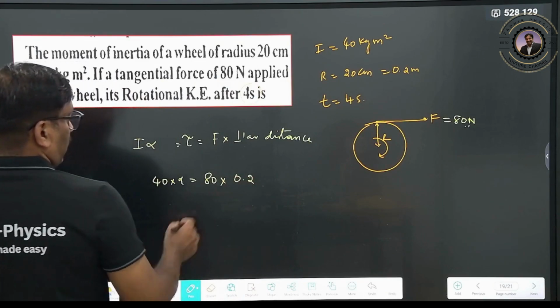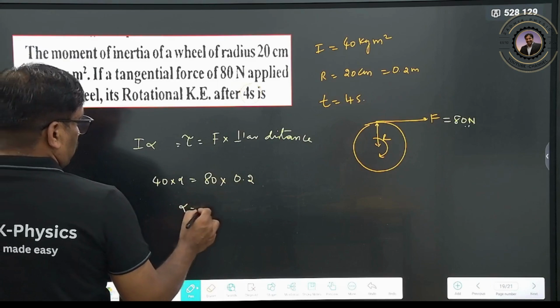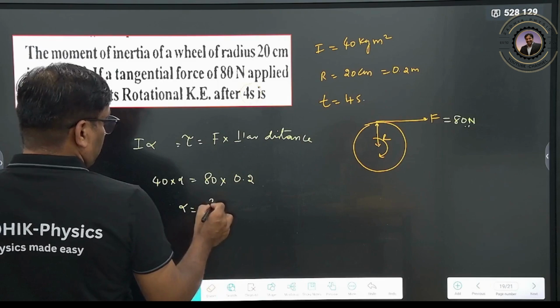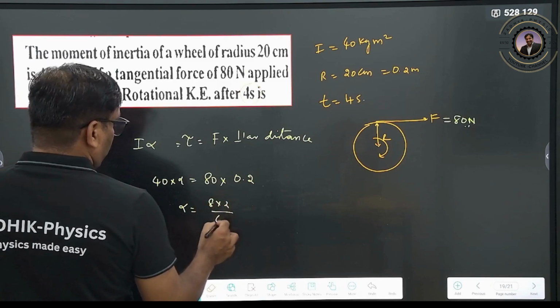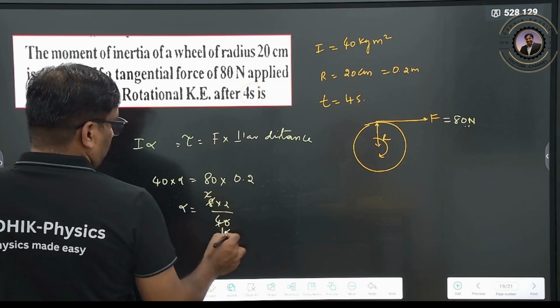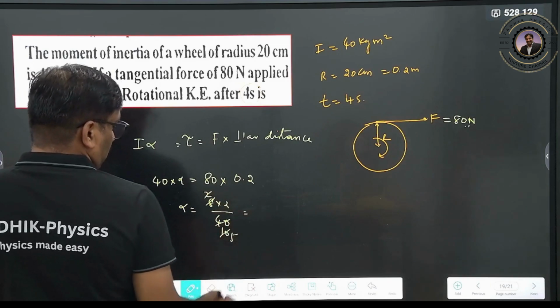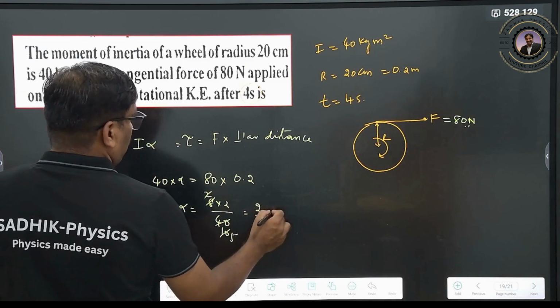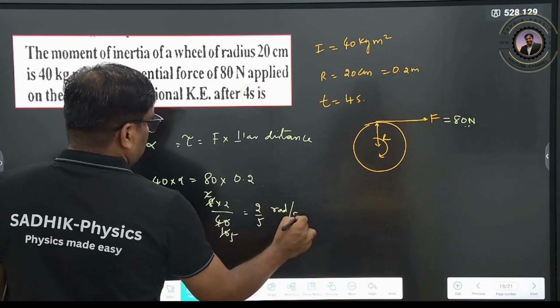Therefore, here alpha is equal to 80, right? That means 8 into 2 divided by 40. Clear? So 4 2s are 4 10s are, 2 1s are, 2 5s are, or you can rewrite it as, therefore it is 2 by 5. So therefore radian per second square.